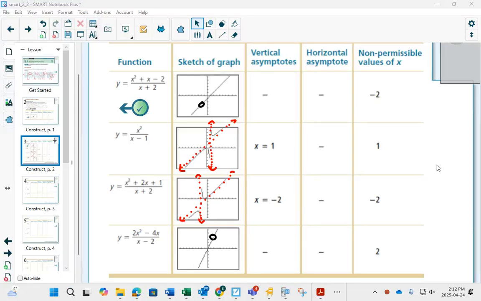So group one, I want you to copy those graphs down. You can fill in the rest of the stuff. Some things have answers, some things don't. They all have non-permissible values. And sometimes our non-permissible values are holes, and sometimes they're going to be vertical asymptotes.